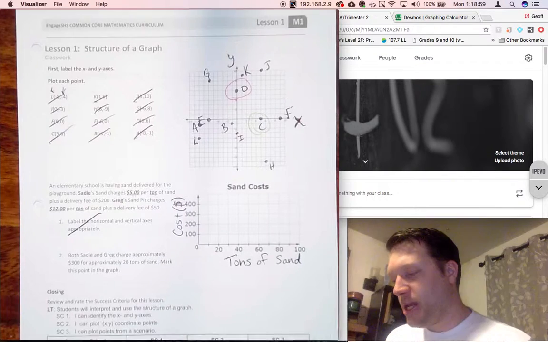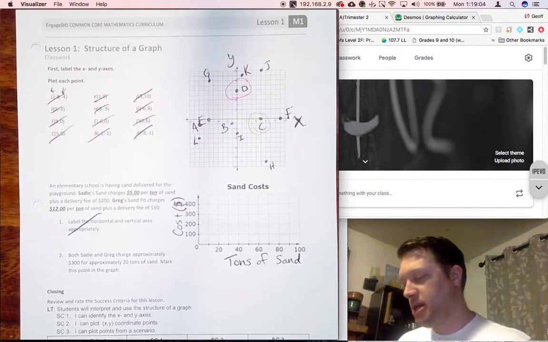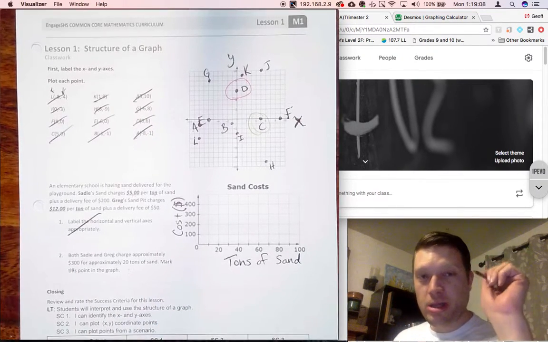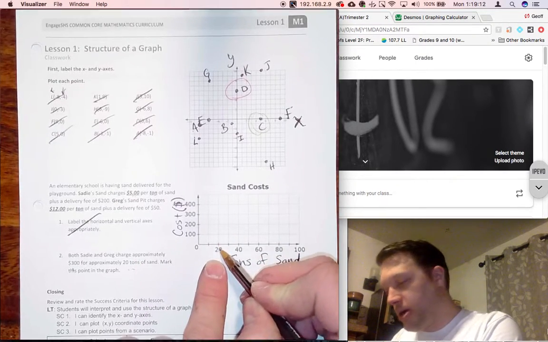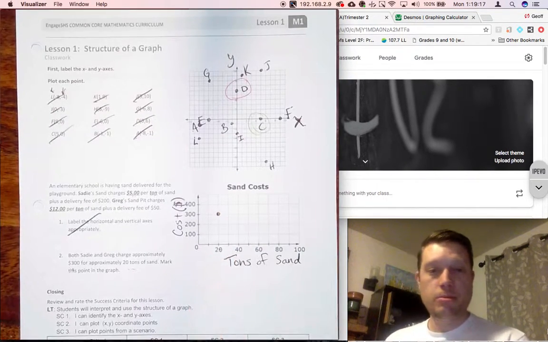Number two, both Sadie and Greg charge approximately $300 for 20 tons of sand. So $300 and 20 tons of sand is a point that we can plot on the graph. 20 tons of sand is located right here, and 300 is located right there. So we can put a line through it.